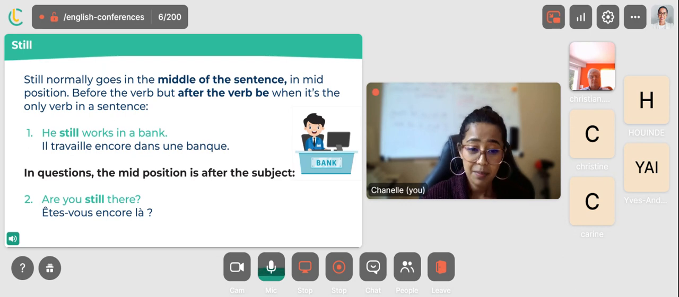In questions, the mid position is after the subject. For example, are you still there? So you can imagine that to ask a question with the verb to be means that we are going to use the inversion method. We are going to start with the verb, then the subject. So the principle remains the same, because if it was an affirmative, it would be the subject, the verb to be, and then still. So we are still respecting the formula. We are just doing the inversion method to make it a question.